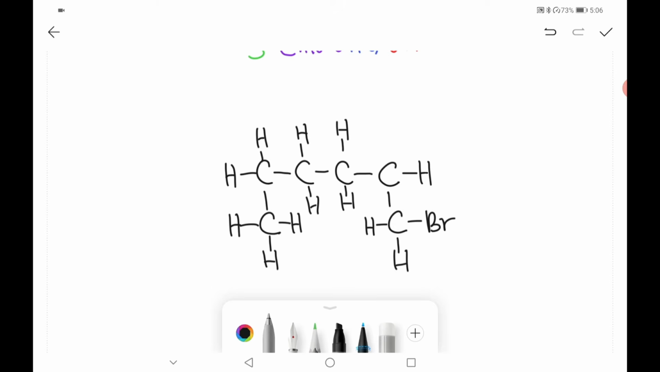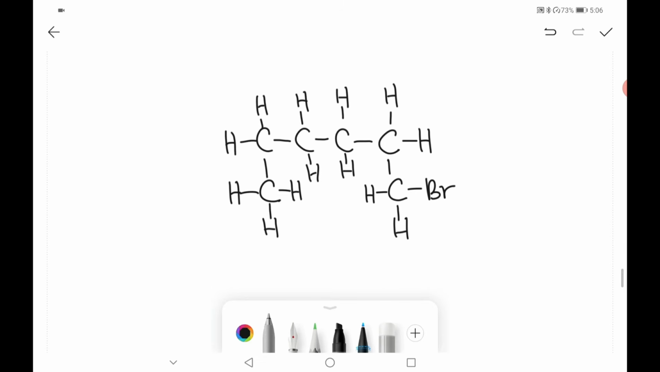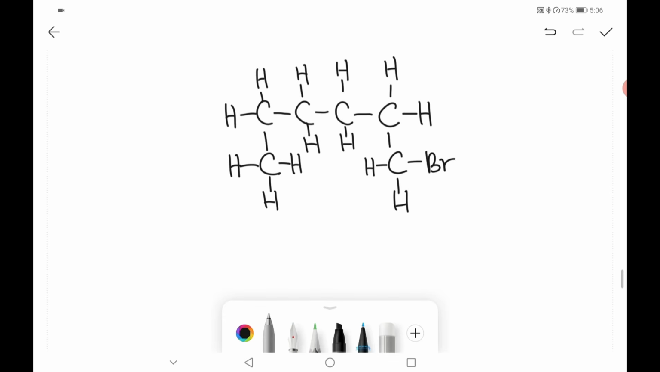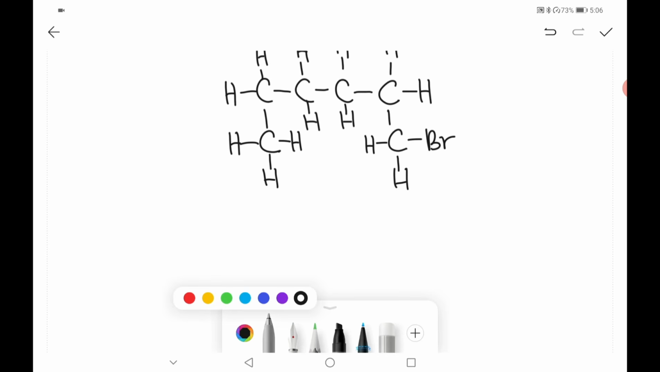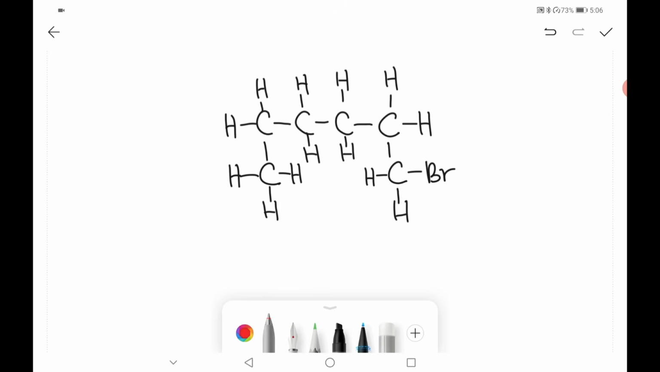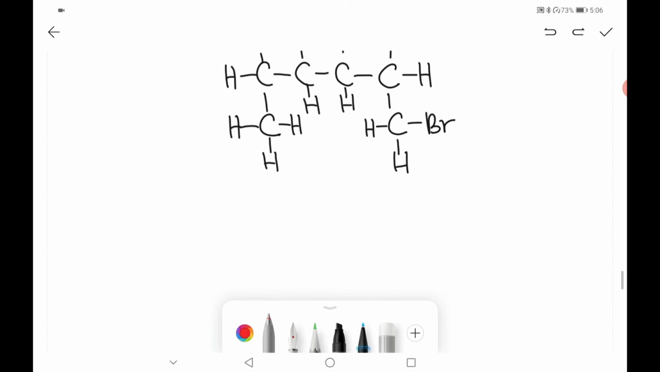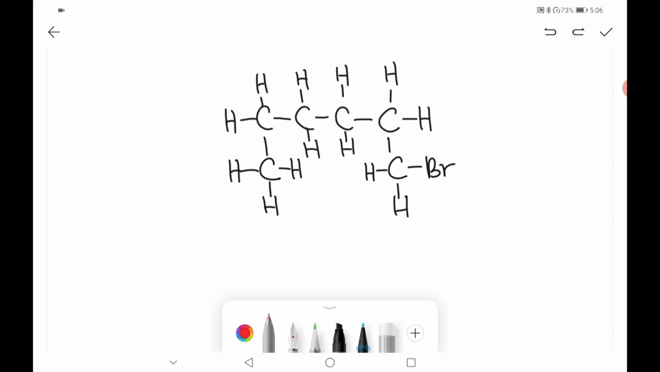Let's try to name this carbon compound together. When you want to name a carbon compound, always start the name from the back. To name the back, you must always check the homologous series. All the carbons are single bond, so this is alkane. For alkane, the name must end with ane.